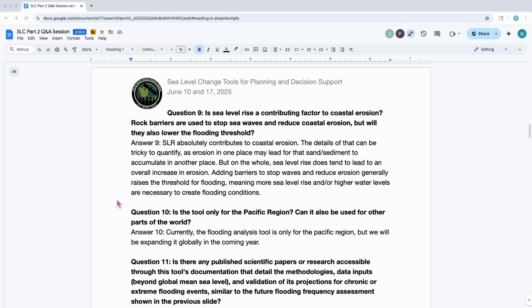But if you zoom out enough and you see that over a large enough area, then yes, on the whole, sea level rise does contribute to increased erosion. And then on the question of adding barriers to stop waves and reduce erosion, generally what that does is it raises the threshold. So as you build the hard infrastructure at the coast up, that raises the threshold for flooding, meaning that you need to have more sea level rise and or higher water levels to create flooding conditions.